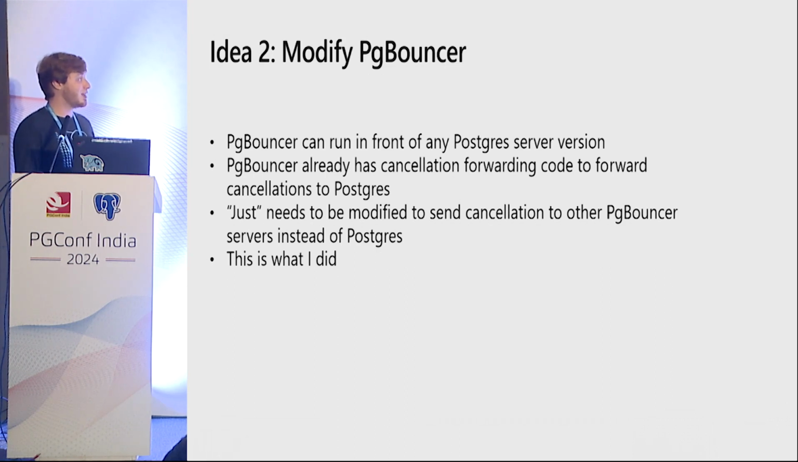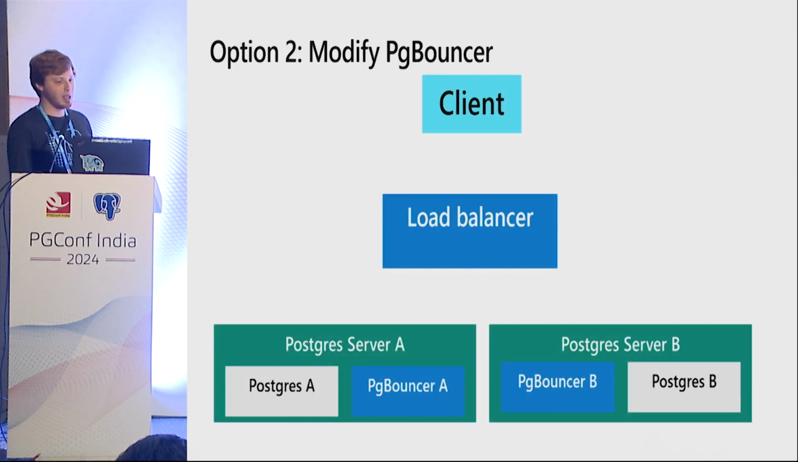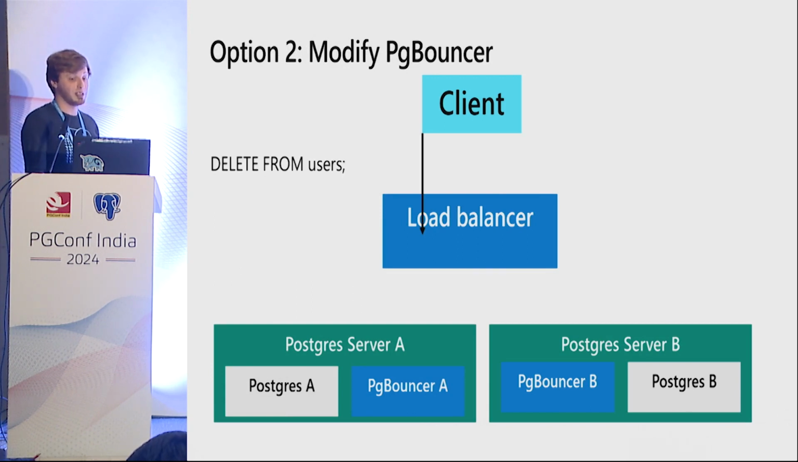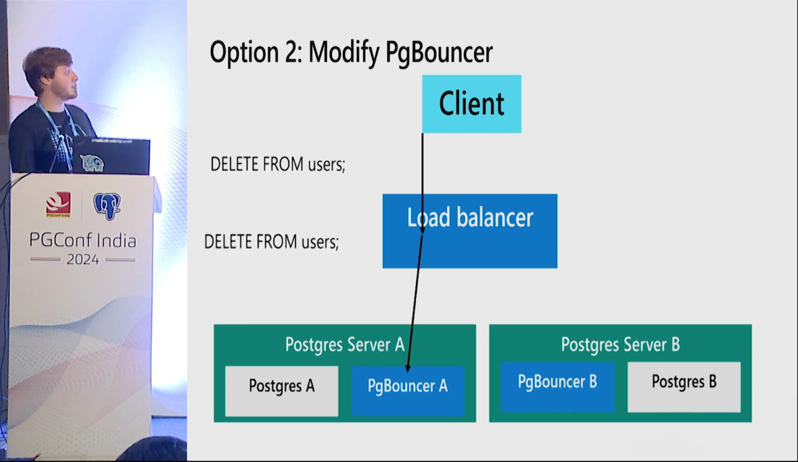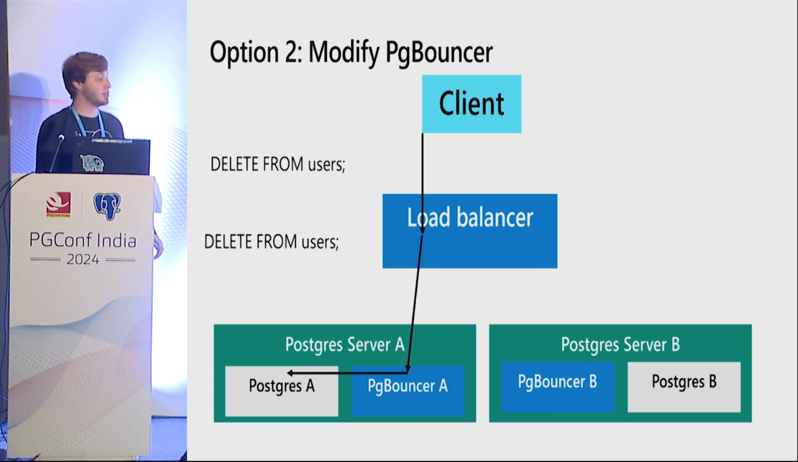I mean, I'm one of the PgBouncer maintainers now, so I can implement this. I get some reviews from one of my colleagues or from some other people, and we have this feature. So the way it works is that if you have a load balancer, and again, this same setup, instead of going directly to Postgres, you send all the traffic first to PgBouncer. So the delete goes to PgBouncer A, and that then forwards it to the Postgres process on the same node.